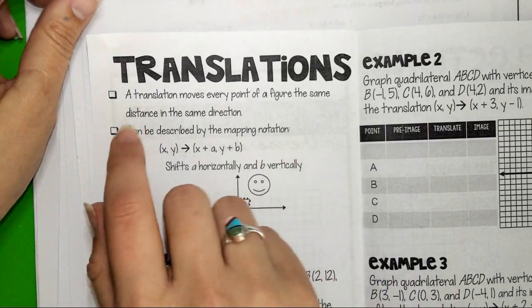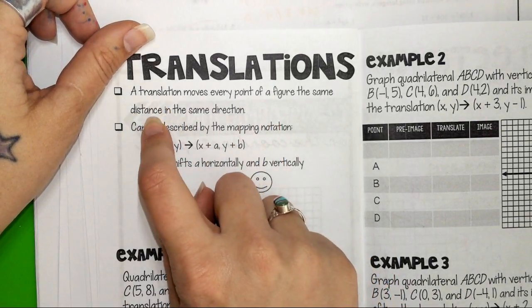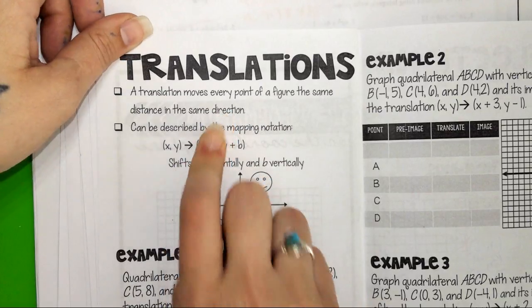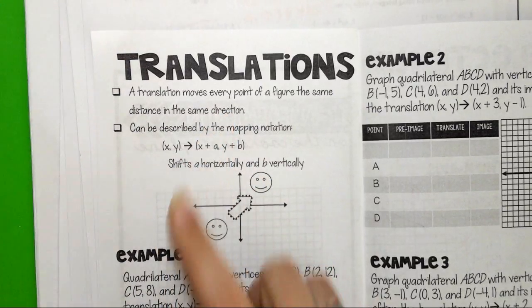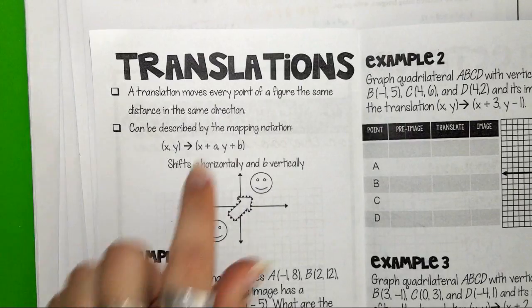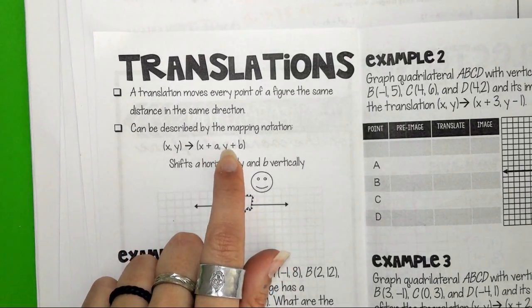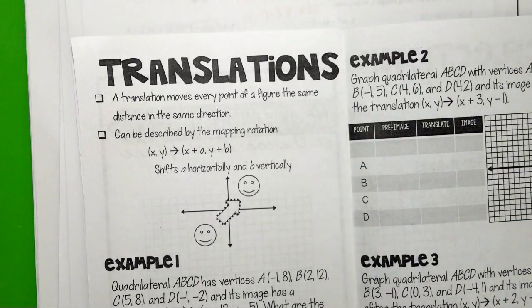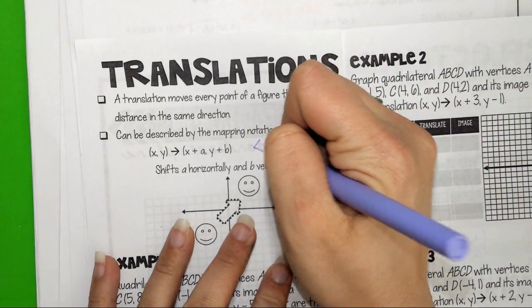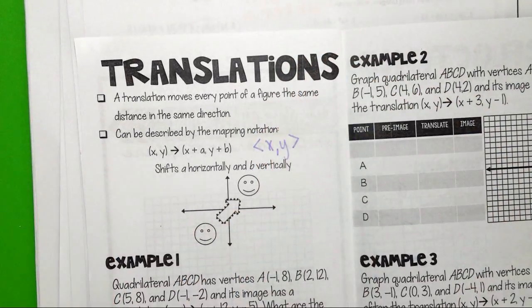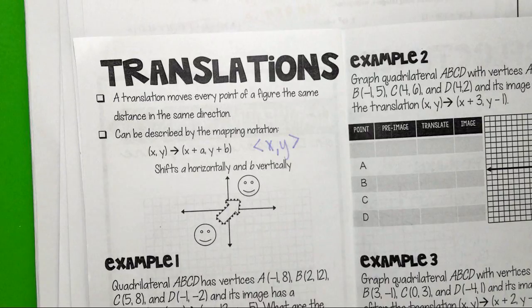Okay. Alright, so a translation moves every part of a figure the same distance in the same direction. It can be described like this. We're going to look at it 2 ways. We're going to have a mapping and a vector notation. Vector notation is written like this.